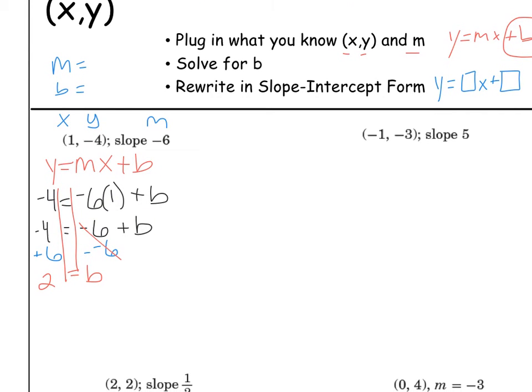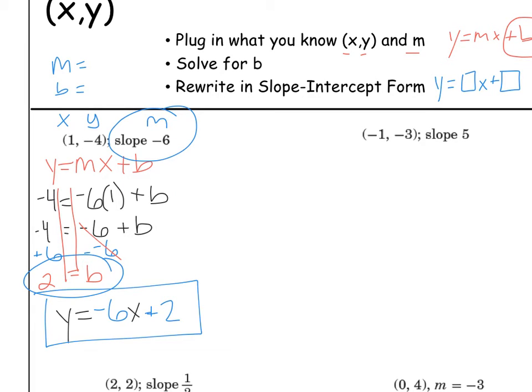Since it's called slope-intercept form, and now we know our slope and we know our intercept, we're ready to write y = -6x + 2. Noticing this is my equation and the slope and the intercept are plugged in.